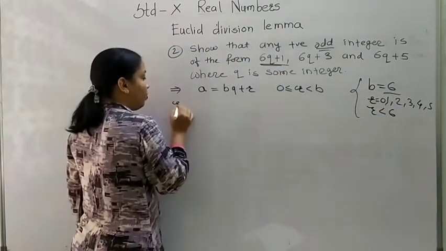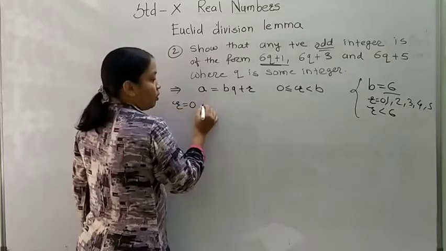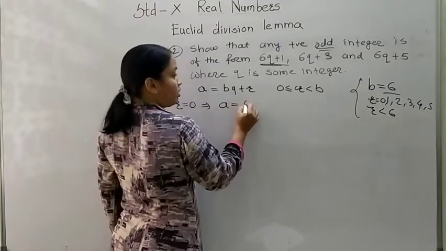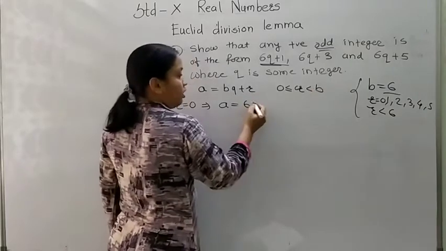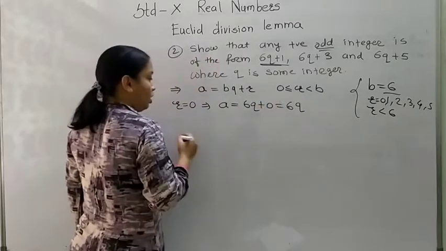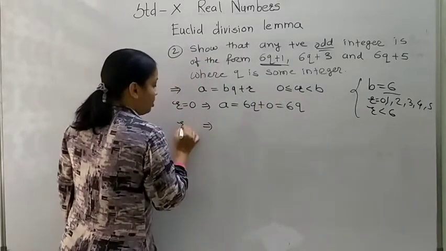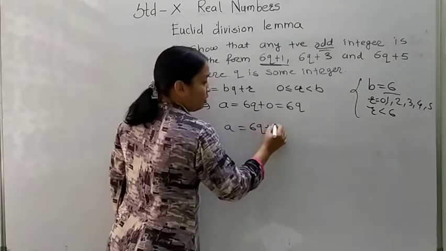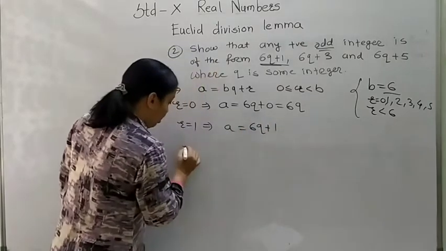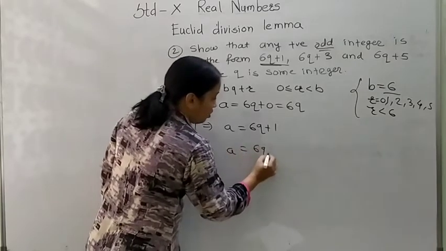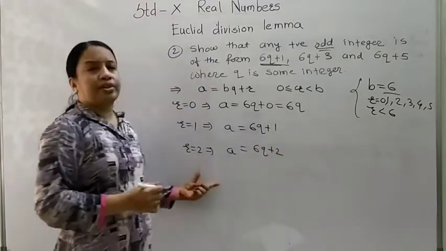So I am writing for r = 0. What will be a? a = 6, as b is 6. 6q + 0, that is only 6q. Now next, r = 1: a = 6q + 1. Now if r = 2, a = 6q + 2. Only we are putting the values.